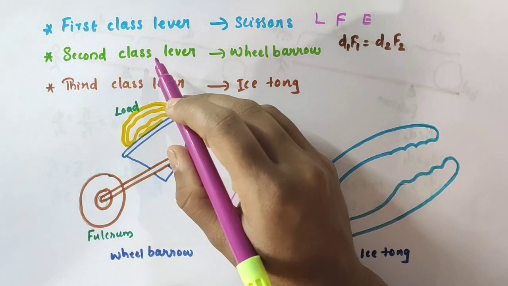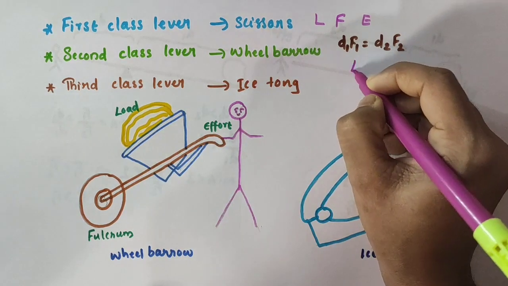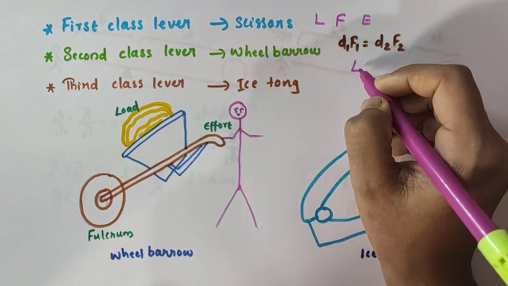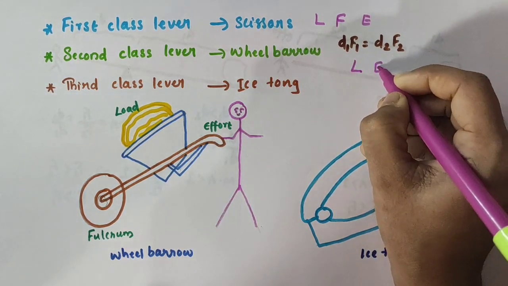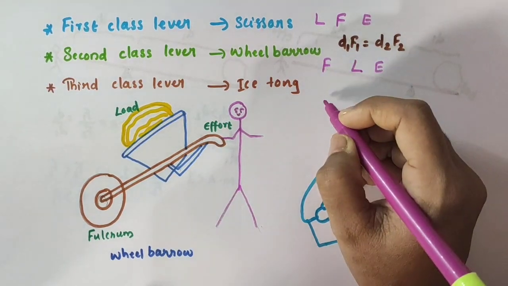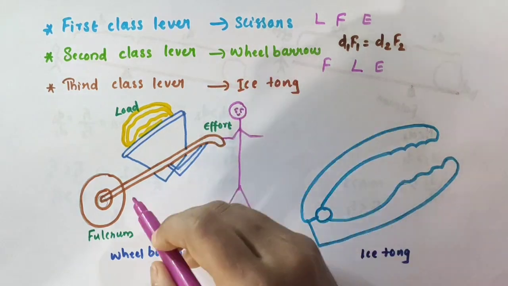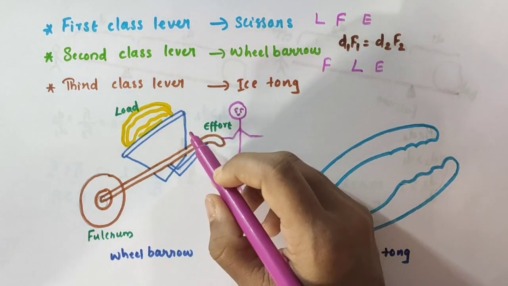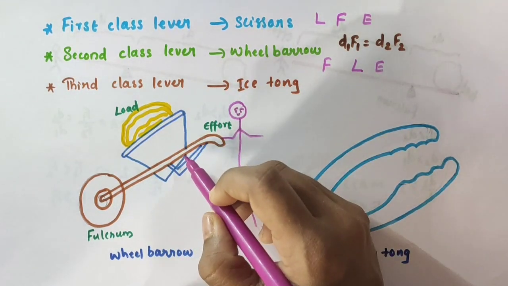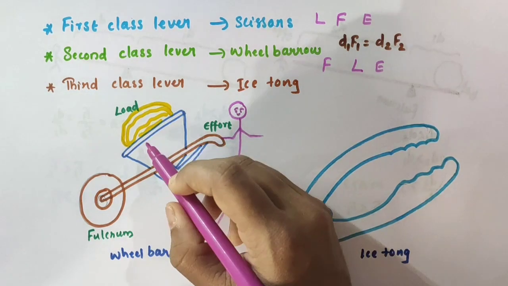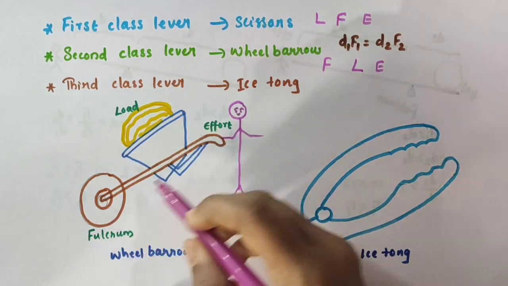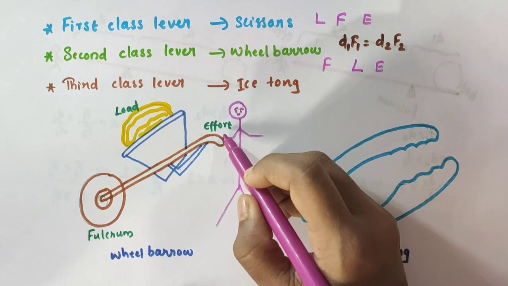In second class lever, the load will be situated in the middle of effort and fulcrum. An example for the second class lever is wheelbarrow, which is shown here. Excuse me for the bad drawing. Here load is in between fulcrum and the effort.